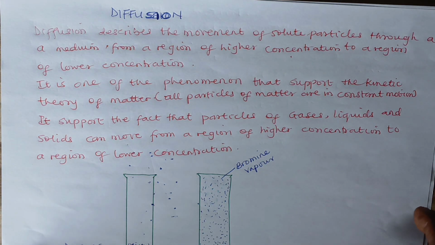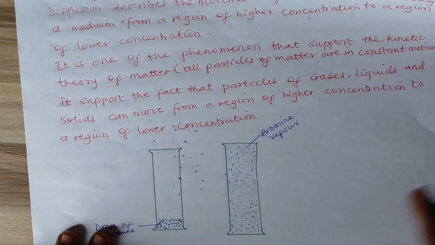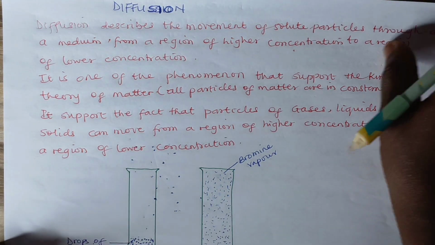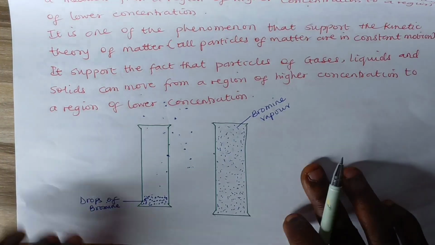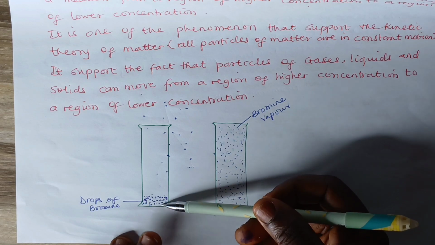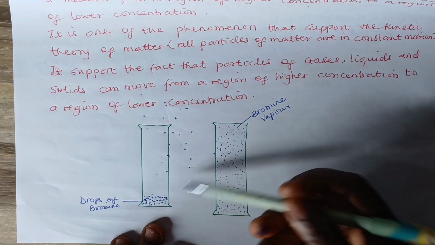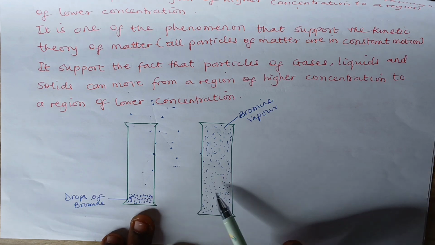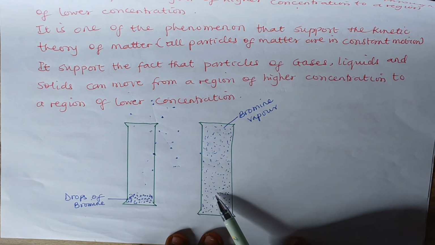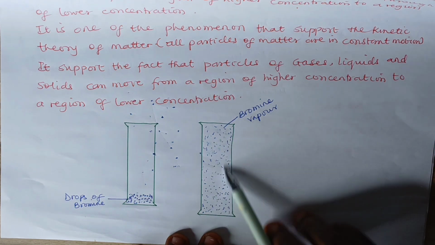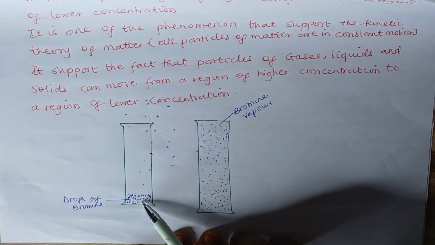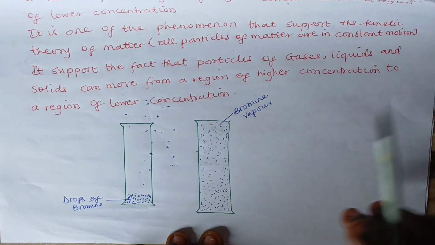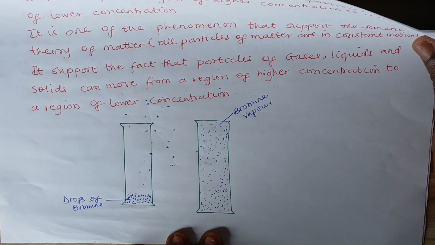Now, let's look at a very good experiment here too. We can see in this diagram or illustration that there is a drop of bromine. Bromine is actually an element in liquid form. In a container, there's a drop of bromine, and after some time, the vapor of bromine has filled the whole container. This shows that the particles of bromine, which is in liquid form, are always moving continually. And this supports the kinetic theory of matter.